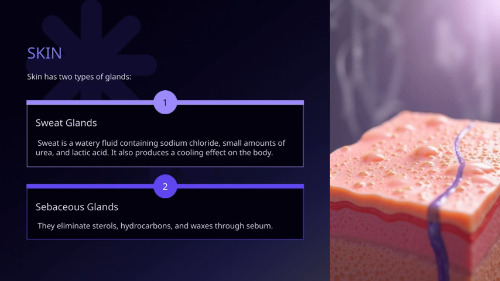On the other hand, sweat glands produce a watery fluid that mainly contains sodium chloride, small amounts of urea, and lactic acid. This sweat isn't just about cooling the body, it's also a way to help regulate temperature and maintain homeostasis. Remember, your skin has two main types of glands, sebaceous and sweat glands, each performing specialized functions that work together to protect and regulate your body's internal environment. Understanding these glands helps us appreciate how our skin adapts and responds to daily exposure and environmental changes.